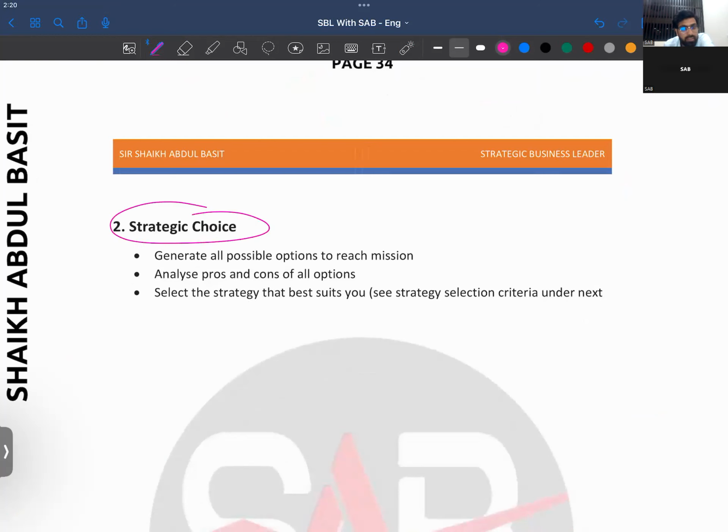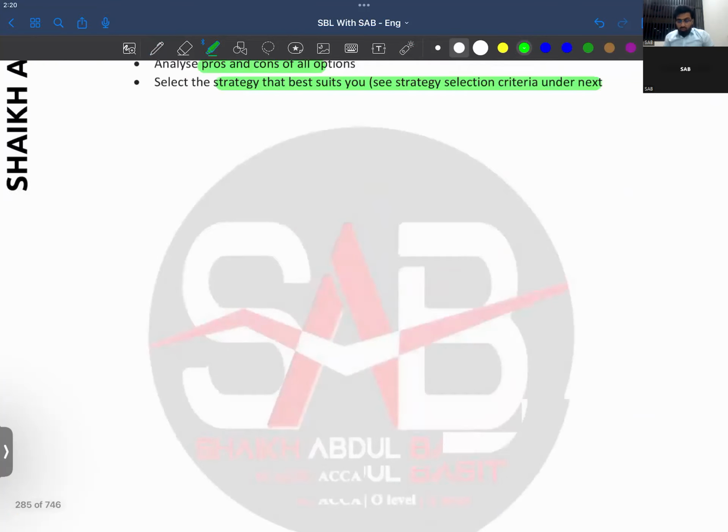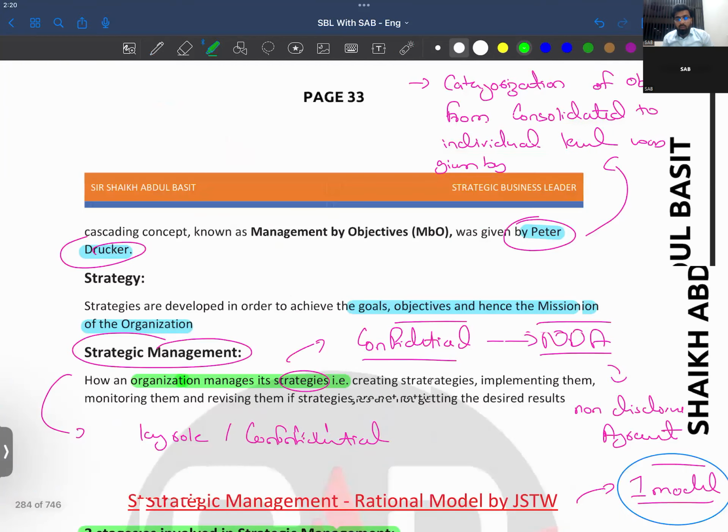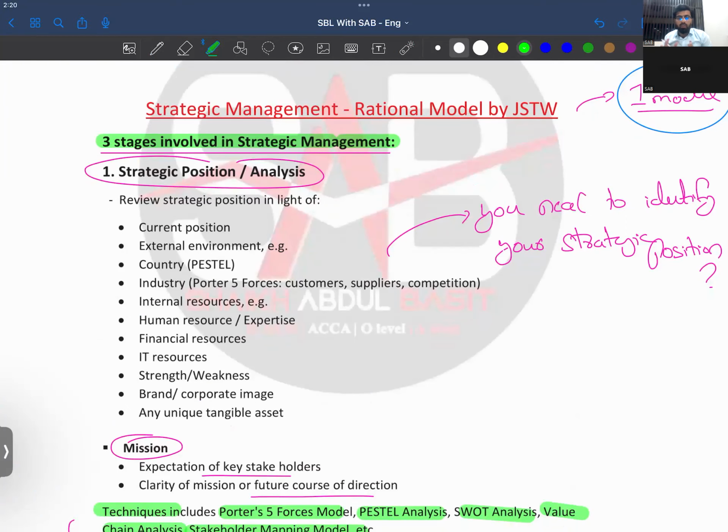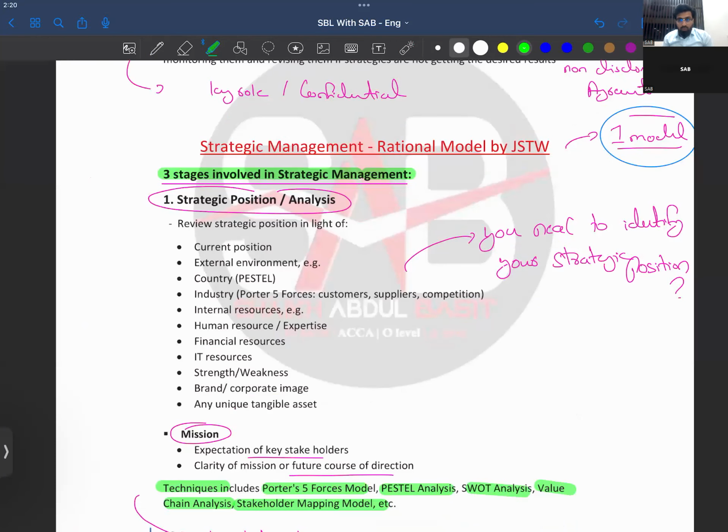What are strategic choices? That's generating all possible options to reach the mission, analyzing pros and cons of all options, and selecting the strategy that suits you. So this was a summary of a particular strategy that can be made, right? And a chapter pertaining to strategy.